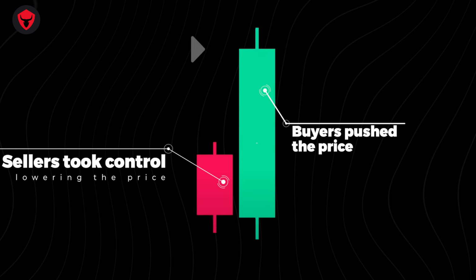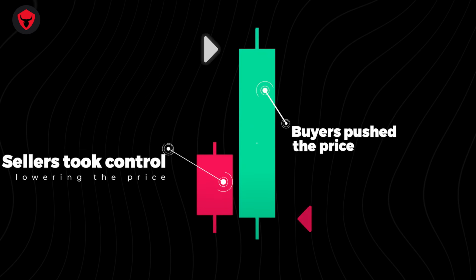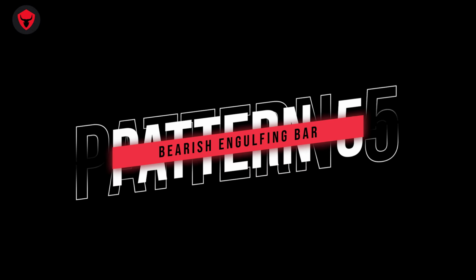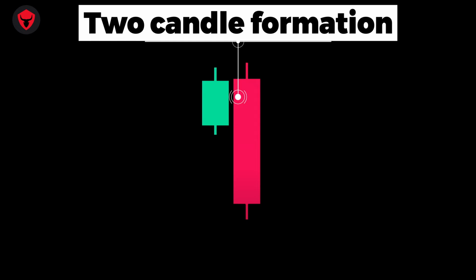For entry, we put an order at the break of the green candle's high, with a stop loss placed below the candle's low. As previously stated, other confluences, such as price action, must be observed to verify the trading pattern. Pattern 5. Bearish engulfing bar. A bearish engulfing bar is a 2-candle formation in which a big red candle totally covers the previous green candle.